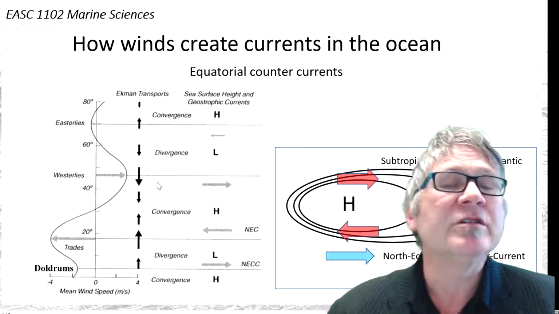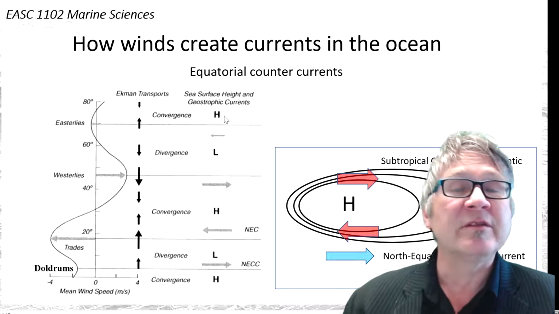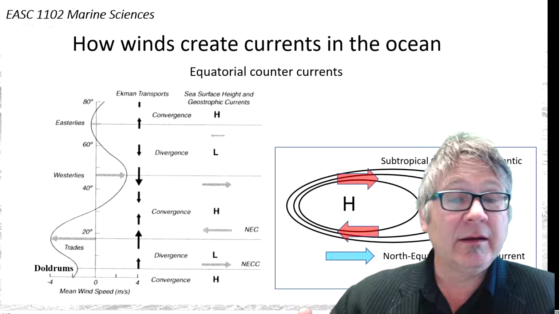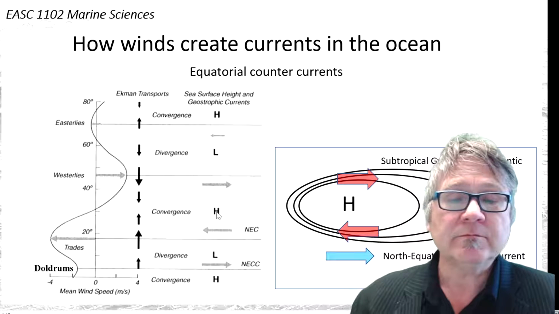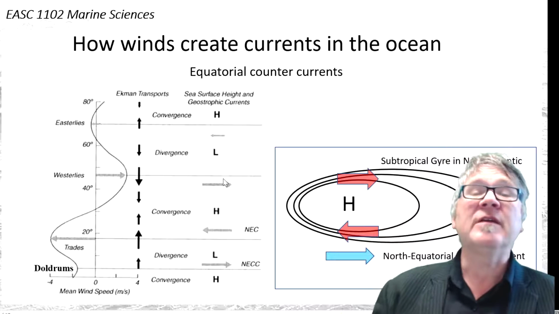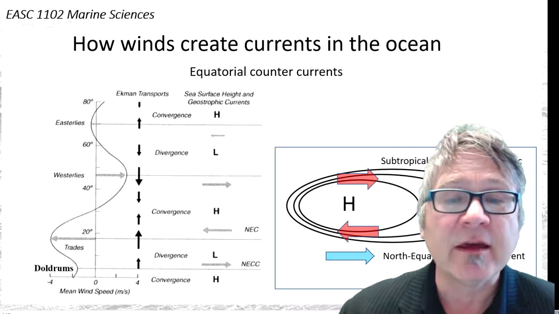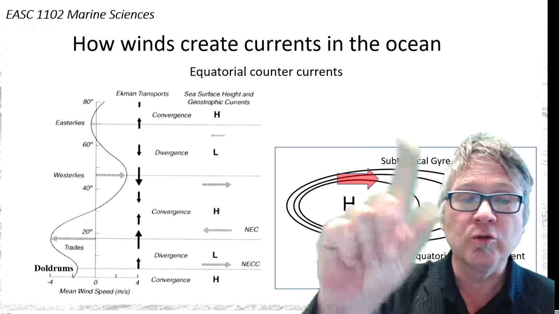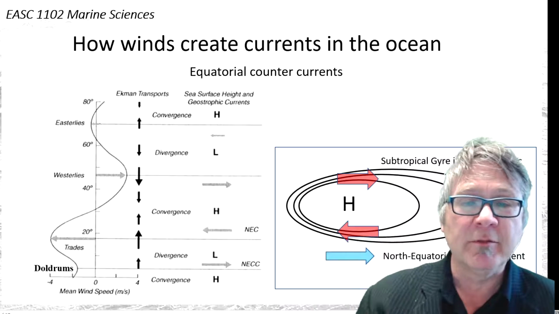And if you have a convergence, you write H, okay, because it produces a high pressure. Or an L, because it produces a low pressure. Okay, and then you think in terms of what are the geostrophic flows created. Okay, and they are not from high to low. No, they're not from low to high. Oh no, even a double no.